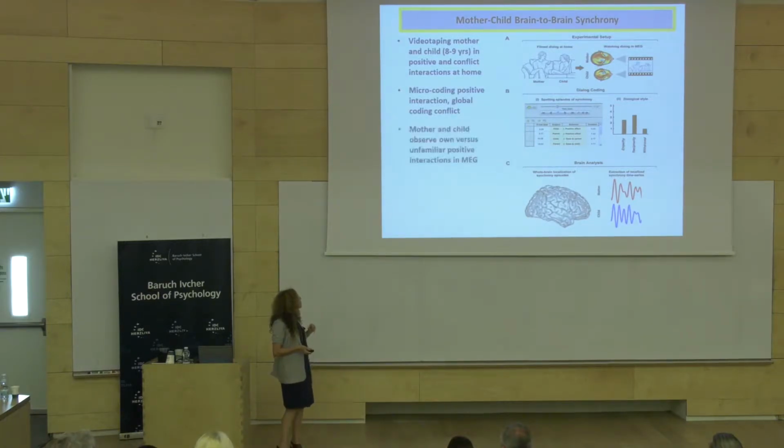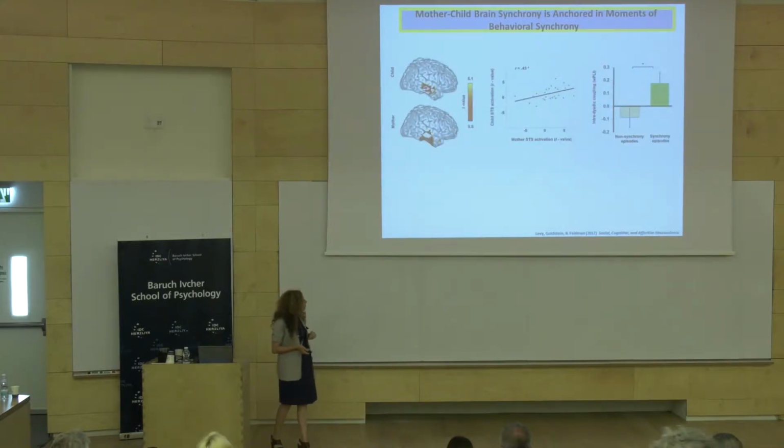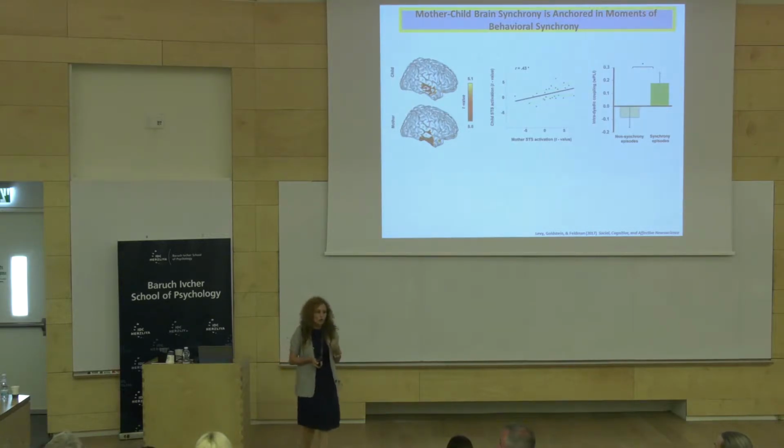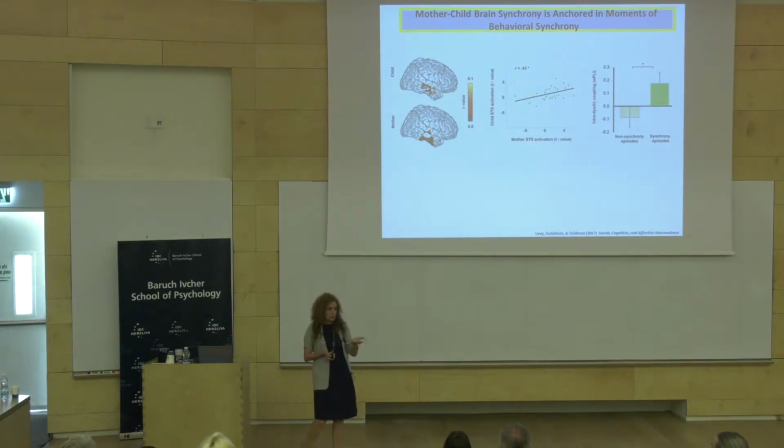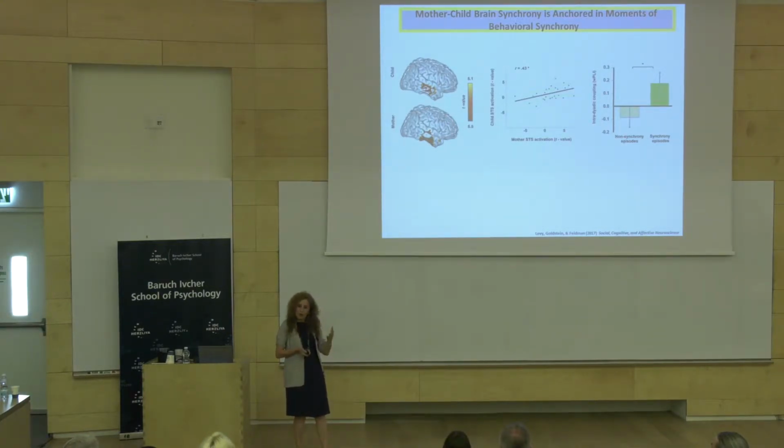And then, in the positive paradigm, mother and child observe their own versus unfamiliar interaction in the scanner. We computed brain oscillation and synchrony between the brain oscillatory patterns of mother and child in response to viewing themselves versus unfamiliar interaction. What we found is that in general, observing your own interaction in both mother and child activated the STS. So you had greater activation in the STS to your own interaction versus unfamiliar interaction in both mother and child.